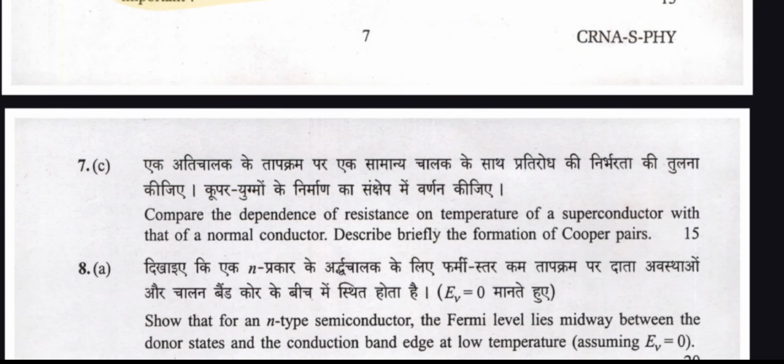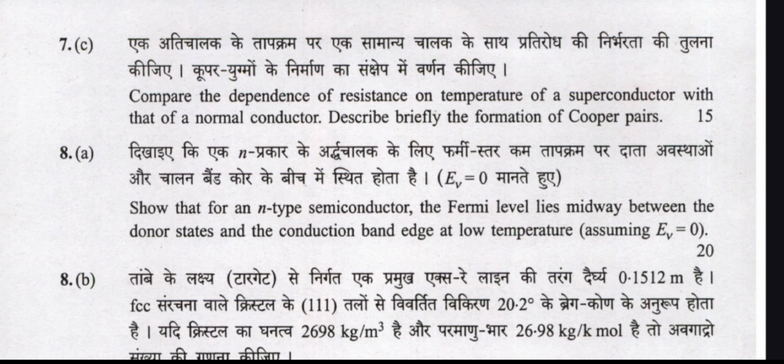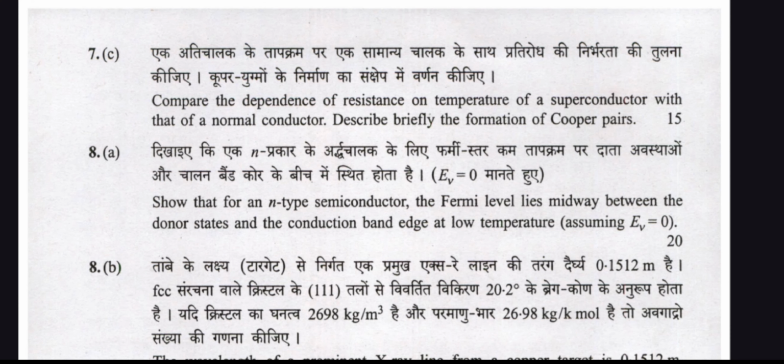And the question number 7c is here. So, question number 7c. Compare the dependence of the resistance on temperature of a superconductor with that of a normal conductor. Describe briefly the formation of Cooper pairs.